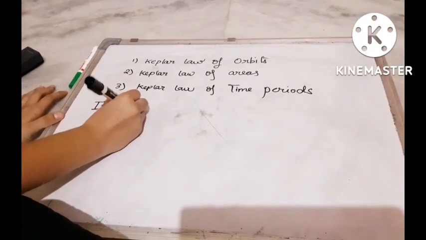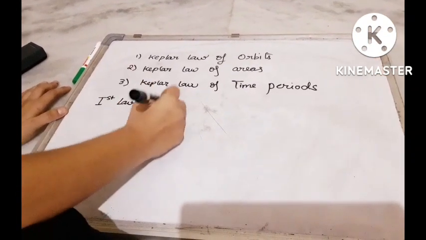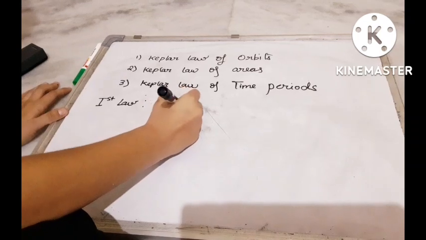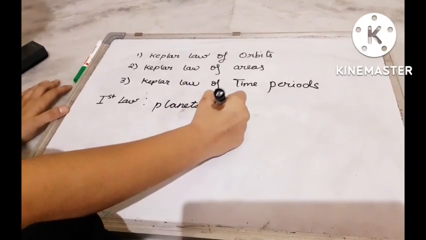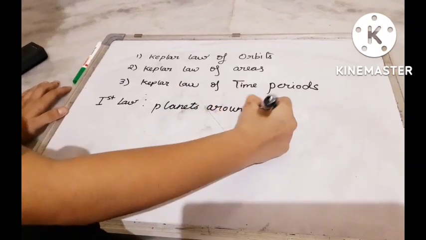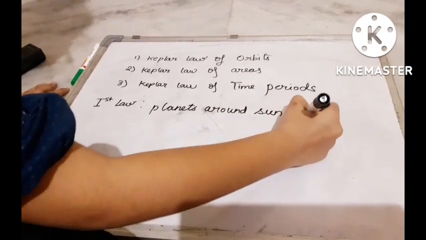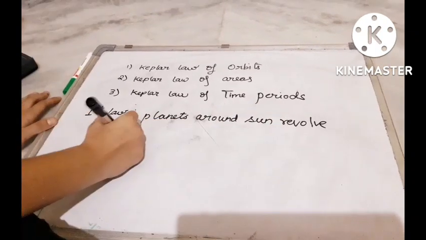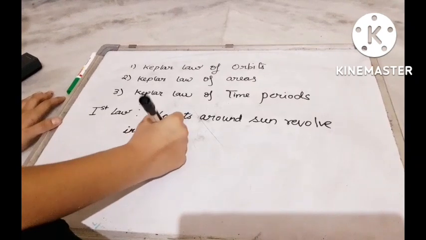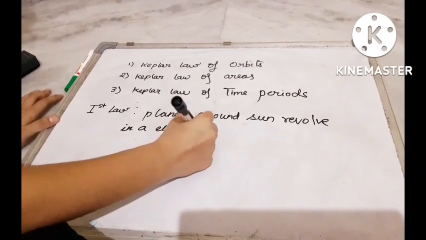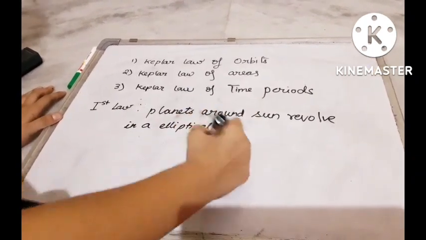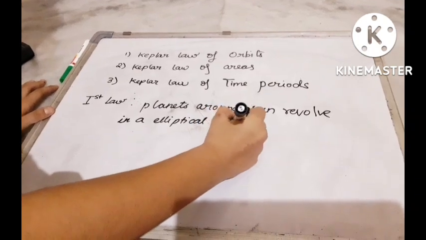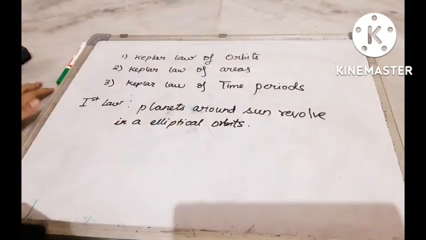what does it state? The first law states that planets around the sun revolve in an elliptical orbit. So planets revolve around the sun in an elliptical orbit. So what did he say in this law?